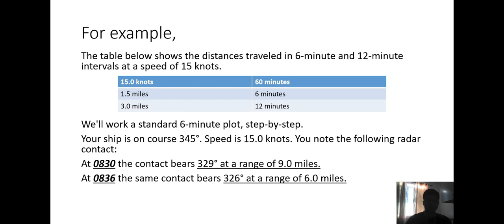We'll work a standard 6-minute plot step by step. Your ship is on course 345 degrees true with a speed of 15 knots, and you note the following radar contact: at 0830, the contact bears 329 degrees at a range of 9.0 miles, and after 6 minutes, at 0836, the same contact bears 326 degrees at a range of 6.0 miles.